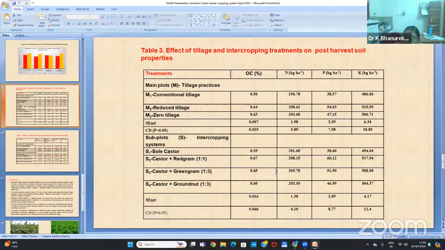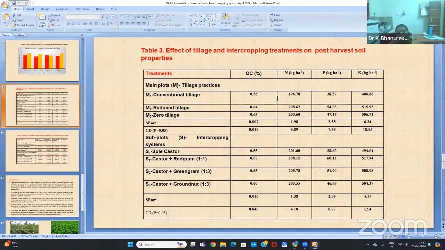And among the intercropping systems, it was higher with red gram and castor as well as castor plus green gram owing to comparatively more foliage and leaf drop, and almost nearer with the castor plus groundnut over the sole castor, because it is only a single crop and the nitrogen accumulation from the legume crops is higher, as it is clearly evident that all these three were legume crops as compared to the sole castor.